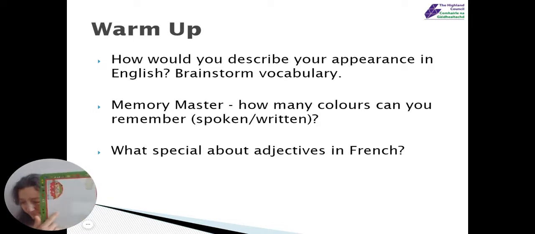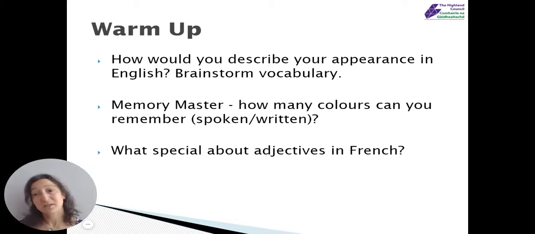Blanc, vert, noir, and something brown. I haven't got anything brown, maybe my hair. So something that's brown, we could say brun, or you can say marron, two different words. Okay. Right, so I think that's enough colours.